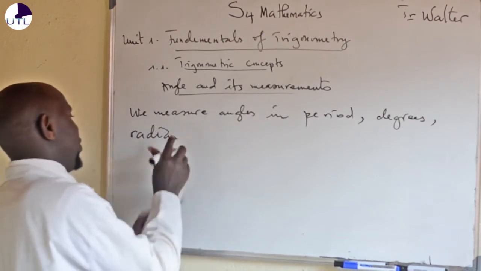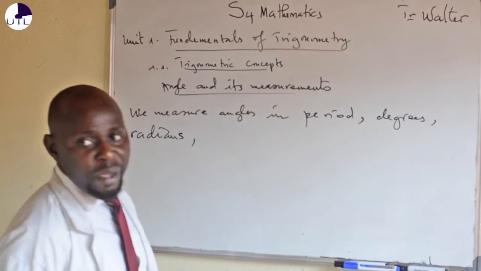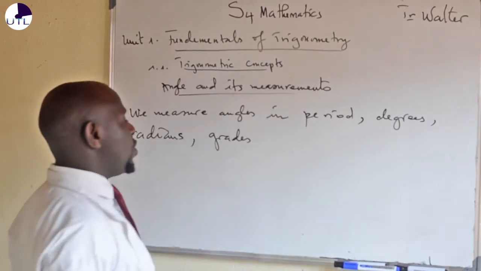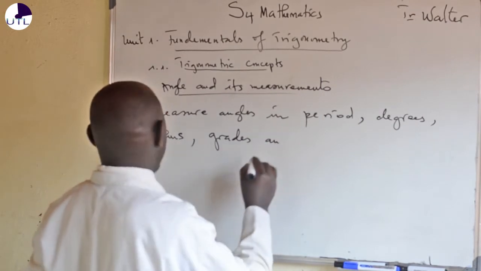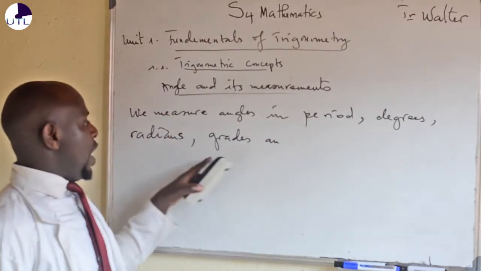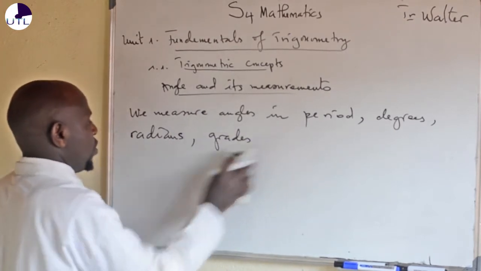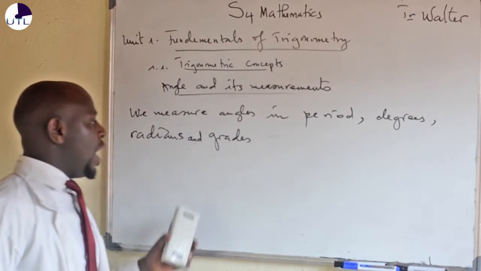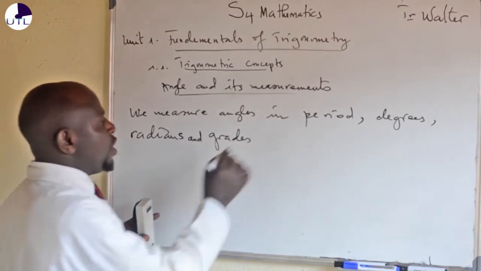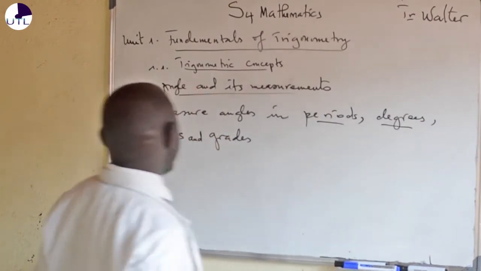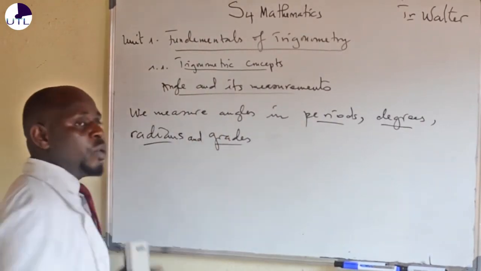They can be measured in radians. They can be measured also in grades. And finally, we have period, degrees, radians, and grades. So these are different units that you can measure angles in: periods, degrees, radians, and grades.